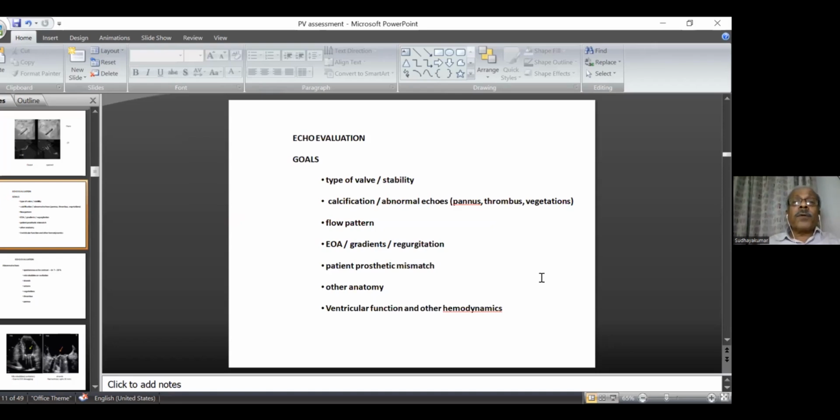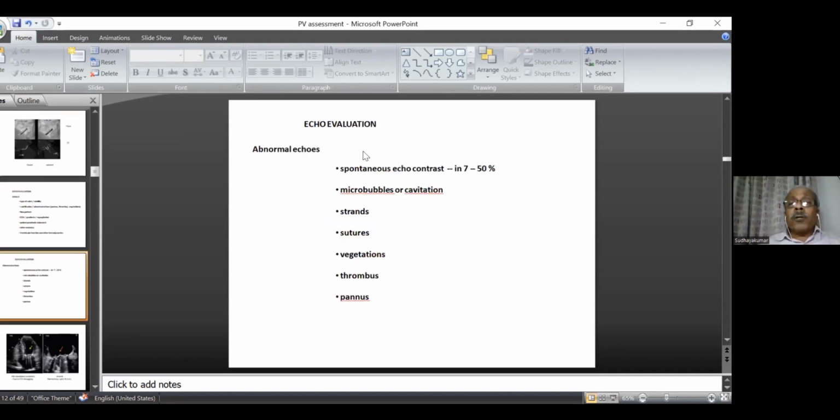After the fluoroscopy, you go for echo evaluation: type of valve and stability of the valve, calcification, abnormal echoes like pannus, thrombus, vegetations. You look for the flow pattern. Then you measure the effective orifice area, the gradients, look for regurgitations and quantify that. This is very important: patient prosthetic mismatch you have to calculate and look for. Then basic anatomy, other lesions, ventricular function, all those things, just like any other cardiac case.